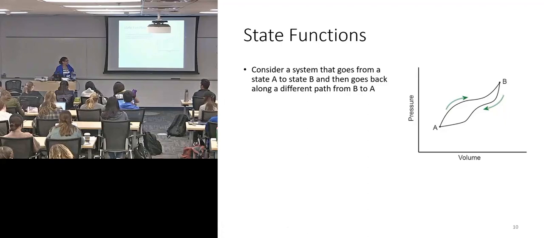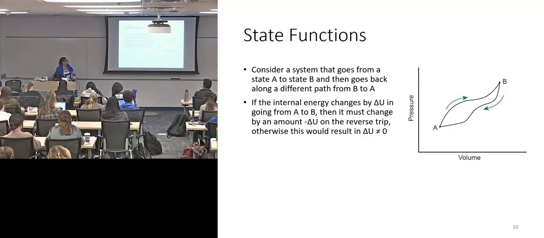But if I go back now along a different path, it doesn't matter what path I took, and I go back to A, internal energy has to go back to being the same. If it doesn't, I've created or destroyed energy and I'm defying the first law of thermo. So consider a system that goes from state A to state B, then goes back along a different path from B to A. If the internal energy changes by delta U going from A to B, where this has UA, this has UB, and UB minus UA is equal to delta U, then it has to change by negative delta U on the reverse trip. Otherwise it will result in a non-zero change in energy of the system, which we can't have.